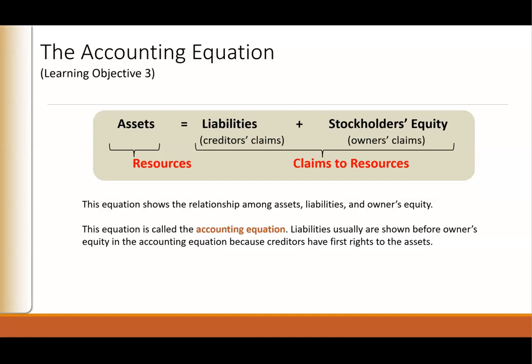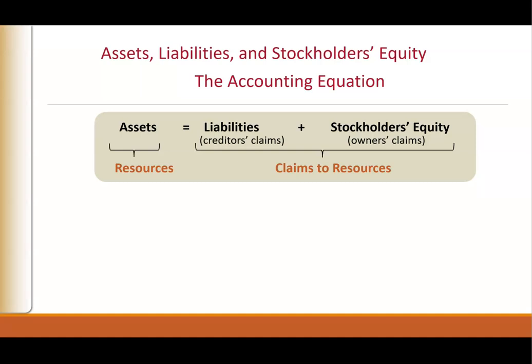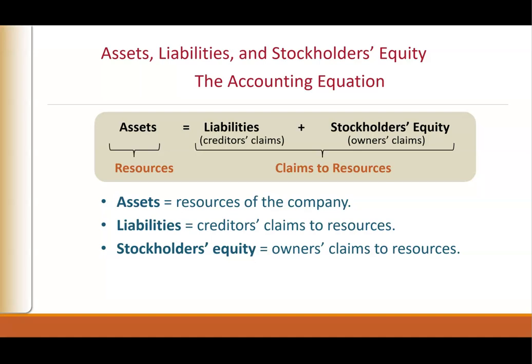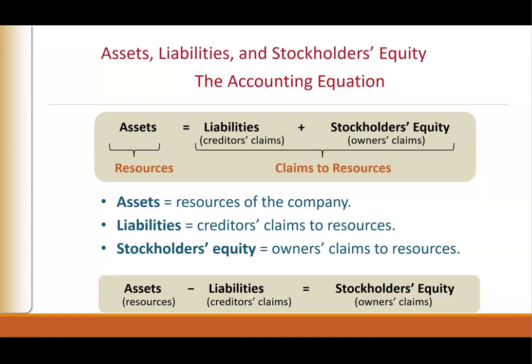It is so critical. If there's one thing you learn this week, know assets equal liabilities plus stockholders' equity. Liabilities are shown before owner's equity in the accounting equation because creditors have first rights to the assets. Creditors need to be paid off. Banks, whoever has a stake in those assets, loans, before the owner gets what's left over. Know that assets are resources and liabilities plus stockholders' equity are claims to those resources. Okay? And you could switch it around and say assets minus liabilities equals stockholders' equity.